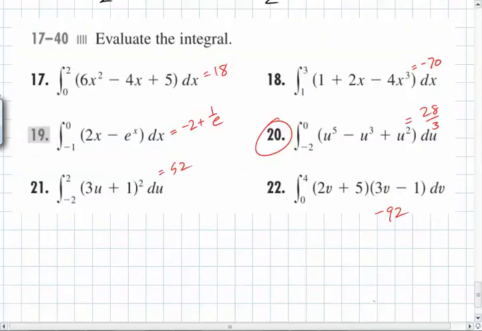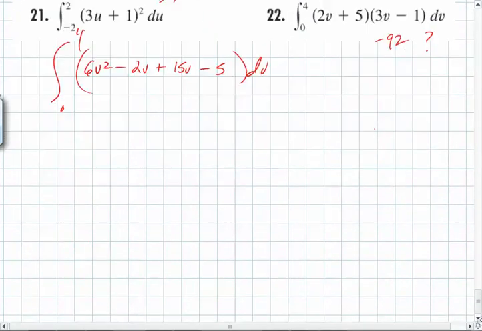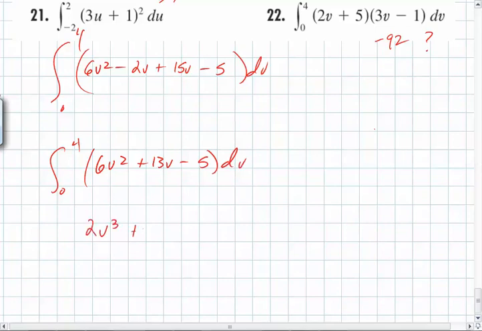So for 22, what should you do first? Yeah, you need to distribute. So you end up with the integral from 0 to 4 of 6v squared minus 2v plus 15v minus 5 dv. Simplify a little bit more first. 0 to 4 of 6v squared plus 13v minus 5 dv. So you end up with 2v cubed plus 13 over 2 v squared minus 5v, and you're going from 0 to 4.